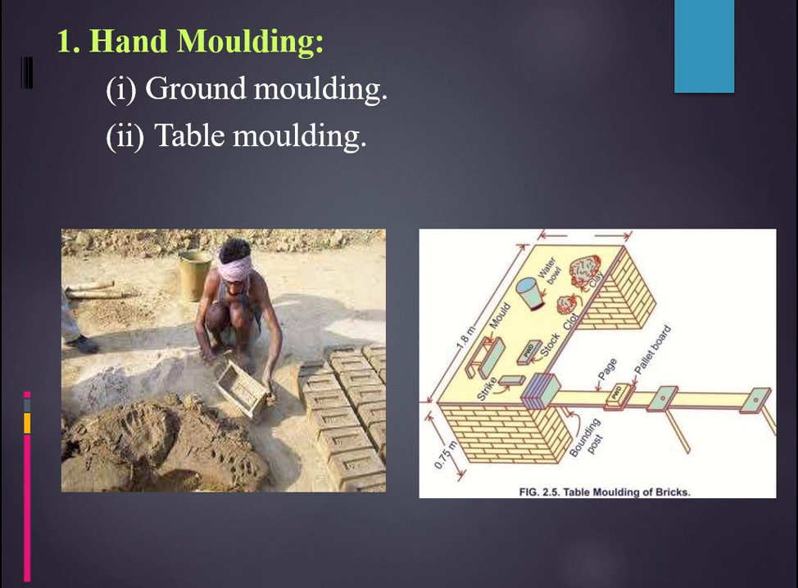Coming to the first one, as told, hand molding. Hand molding is again of two types, as told to you, which are ground molding and table molding. You can see both diagrams on the screen. The first one is ground molding. You can see the person is doing the molding process on the ground. The tempered clay, the needed clay we got from the first operation, will be inserted into the mold. Having a frog, it will be pressed and then taken out. In the same way, if you see the second figure, it is table molding.